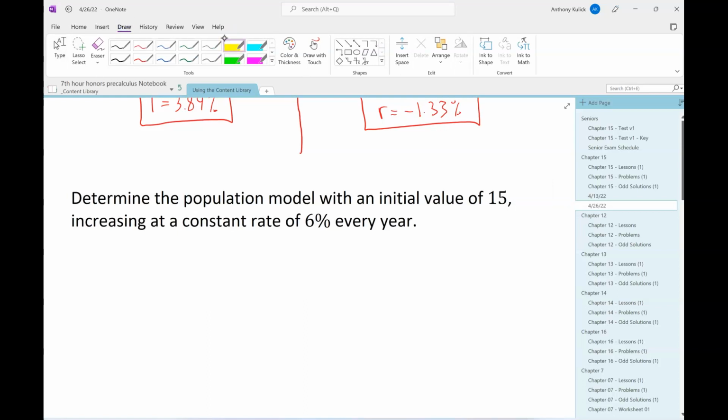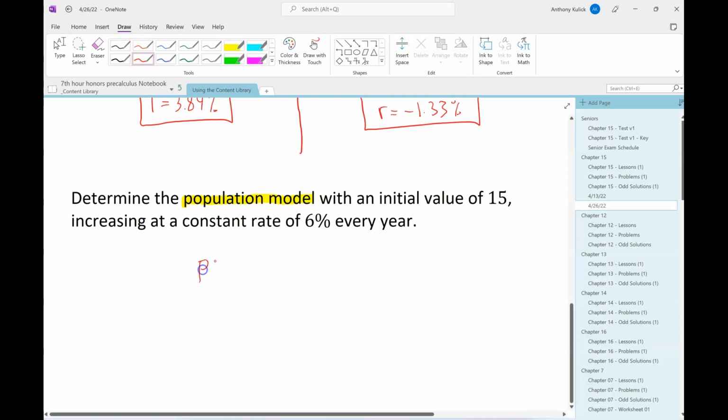So here we have, it says, determine the population model with an initial value of 15, increasing at a constant rate of 6% every year. Well, it says to use a population model. So I know I'm going to be using P of t equals P naught times 1 plus R over 100 to the t.